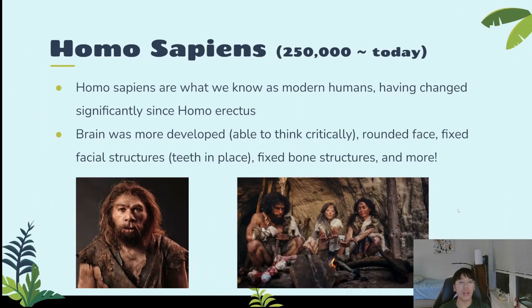And finally, we have the Homo sapiens, which are from 250,000 years ago until today. Homo sapiens are what we know as modern humans, having changed significantly since Homo erectus. Brains were more developed, so Homo sapiens were able to think critically, and they had rounder faces and fixed facial structures, like teeth in place and eyes in their proper place, and fixed bone structures in their bodies, way more developed than other types of Homo.